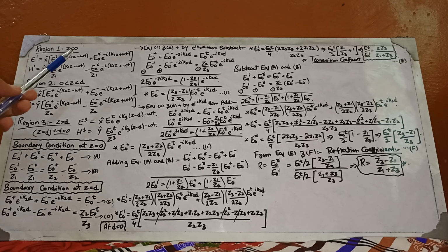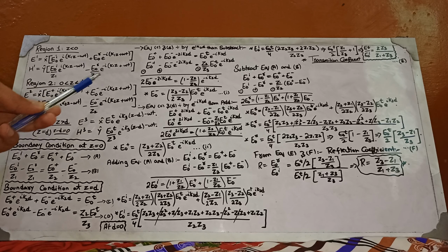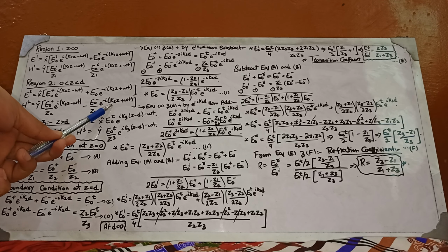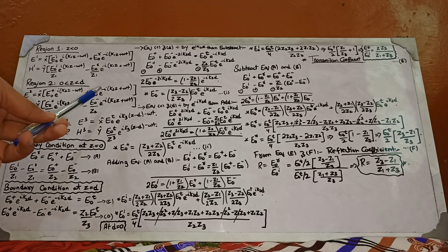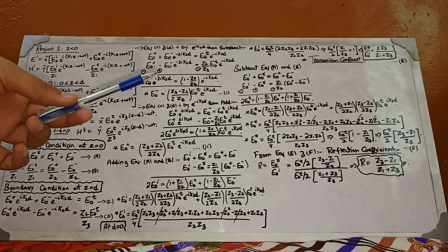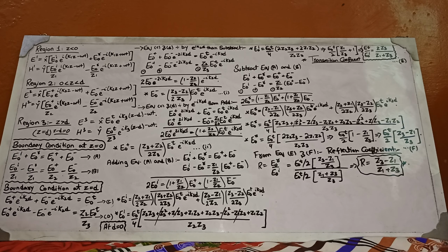So after applying the boundary condition, in every equation e^(iota kz) with z = 0 becomes e^0, and e^0 is basically 1. So you will only be left with e^(iωt) in all equations. Taking it common cancels out, and you will only be left with E0i by Z1. You can see E0i by Z1 minus E0r by Z1.